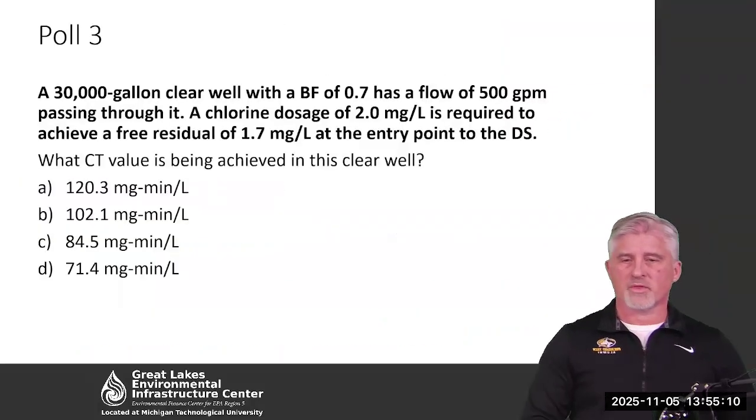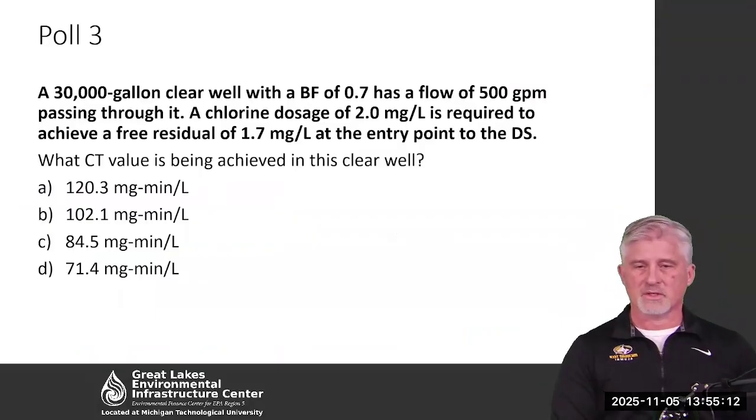So now we've got poll number 3. A 30,000 gallon clear well with a baffling factor of 0.7 has a flow of 500 gallons per minute passing through it. A chlorine dosage of 2 parts per million is required to achieve a free residual of 1.7 milligrams per liter at the entry point to the distribution system. What CT value is being achieved in this clear well? Give everybody about 3 minutes, Scott.